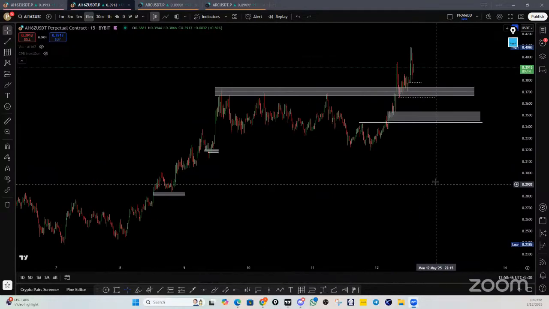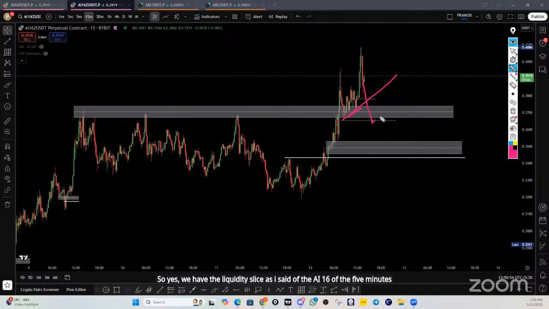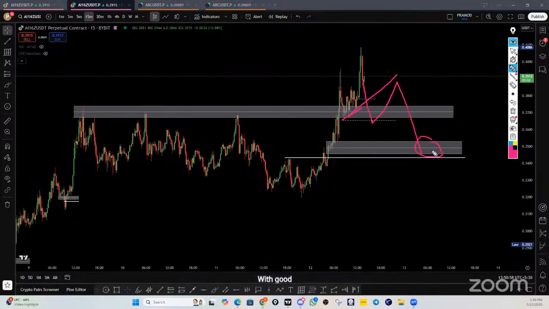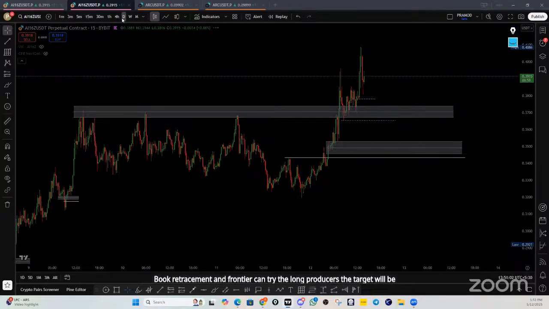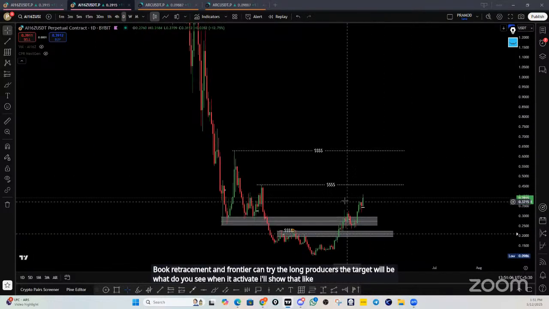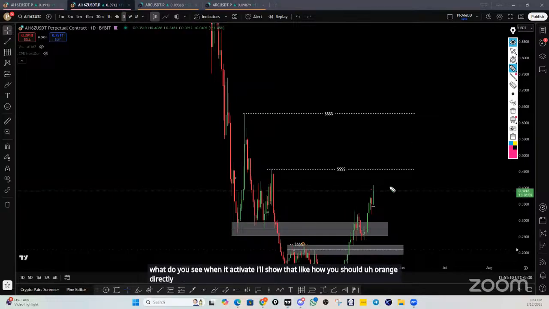So here we have the liquidities as I said on the AI16, on the 5 minutes. So let's break this level. So a good retracement. Then from here, we can try the long positions. The target will be, we'll see. When it activates, I'll show how we should hold this trade. Or else directly, if it goes here, then we cannot do anything.